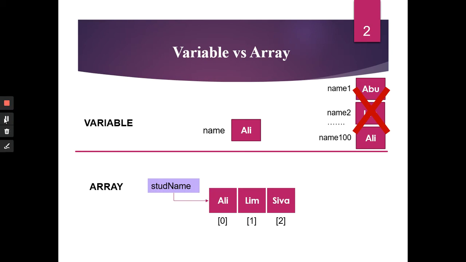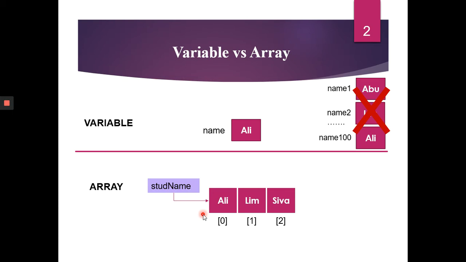Array is a structured data type with a fixed number of elements. So the number of elements that you can keep in an array depends on the size of the array that you declare. For example, in this name array, we declare the size as 3. So that is why you can keep 3 values inside the array. We have Ali, Lim, and Siva. But once you declare the size as 3, it will always be fixed. You cannot add the size or you cannot reduce the size.